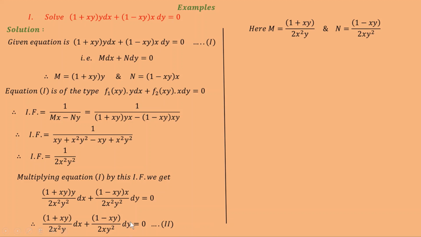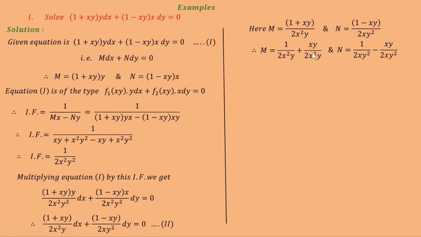So this differential equation is of the type M dx plus N dy equal to 0. The value of M is (1 plus xy) upon 2x²y, and the value of N is (1 minus xy) upon 2xy². Now separate the fractions here. So you get M equal to 1 upon 2x²y plus xy upon 2x²y, and N is equal to 1 upon 2xy² minus xy upon 2xy².